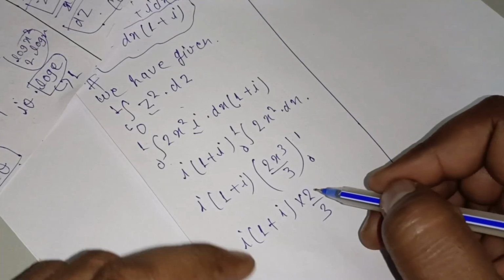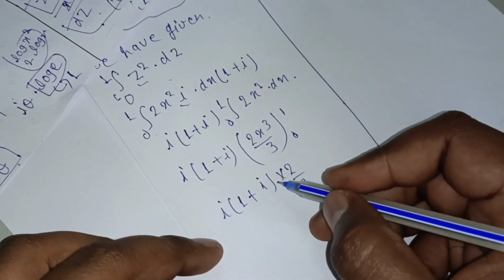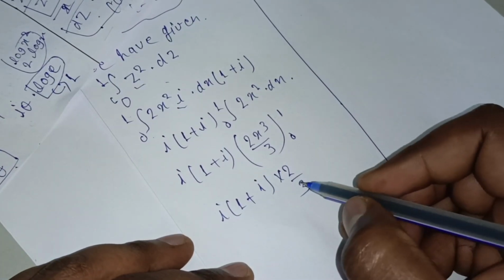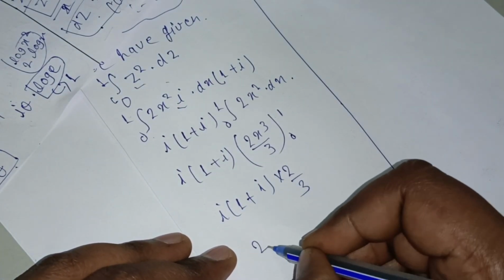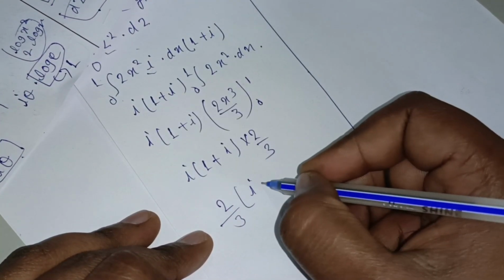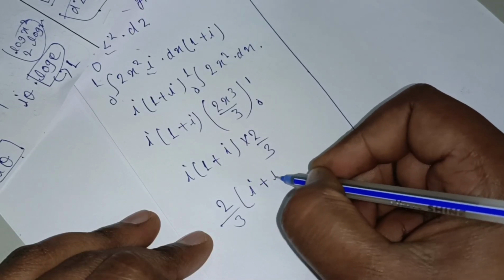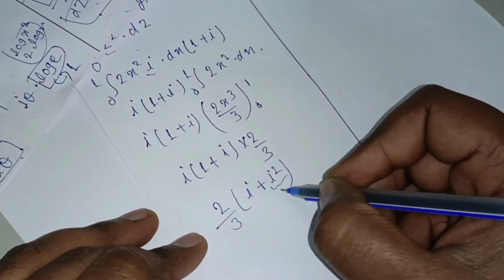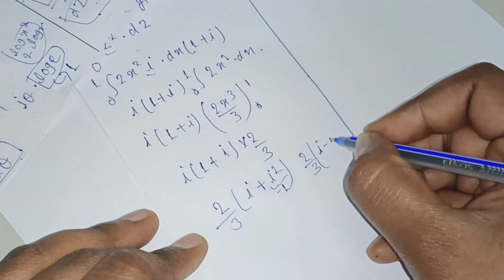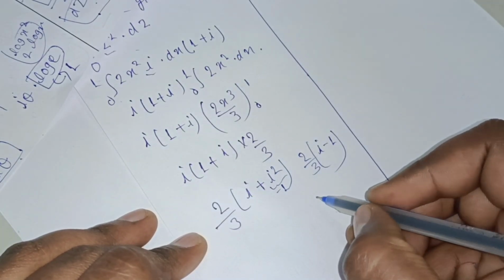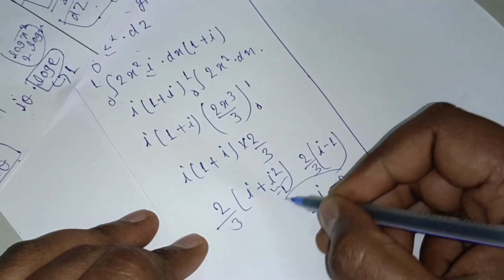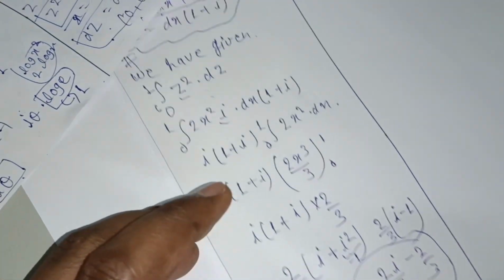Or if we want to write it more specifically, I can write 2 by 3 multiplied by iota plus iota square. Iota square is minus 1, so 2 by 3 into iota minus 1. And we can also write it as 2 iota by 3 minus 2 by 3. So this is our final answer for the first part.